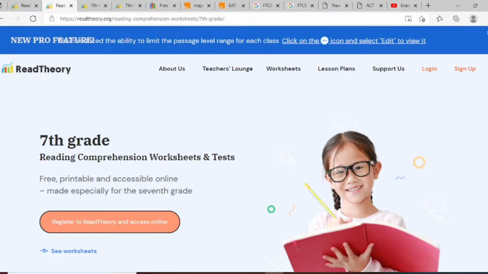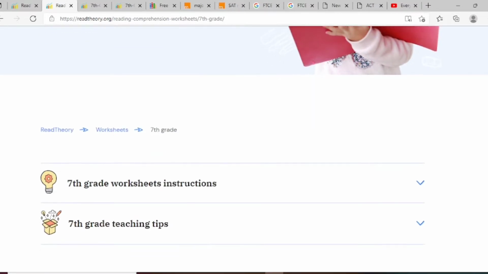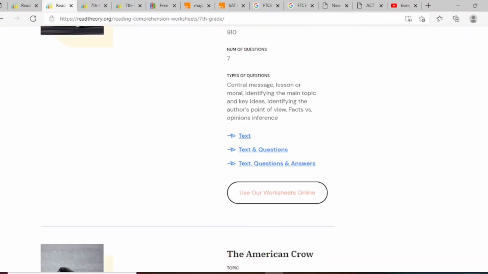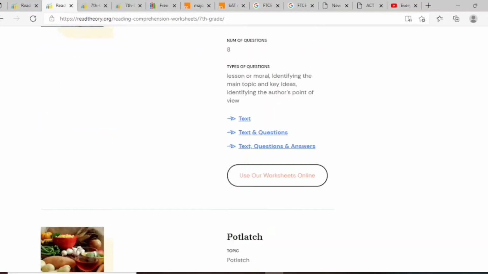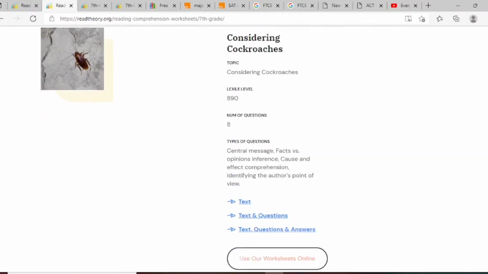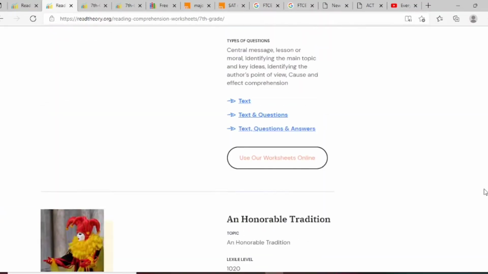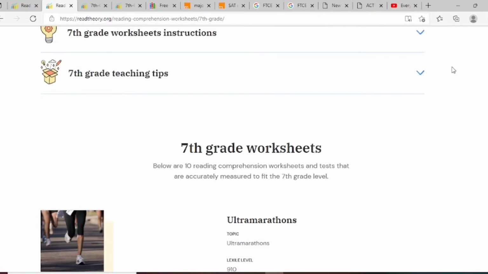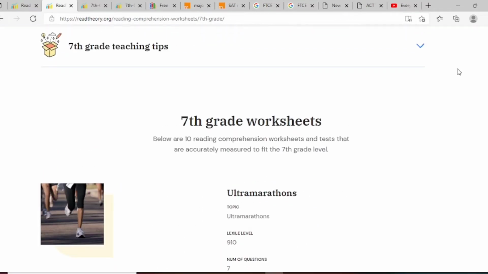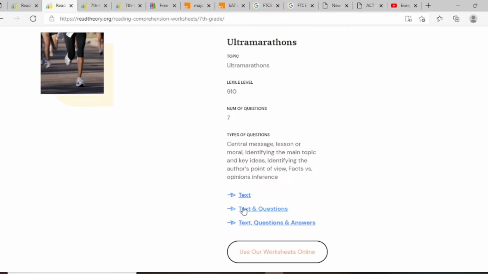Now I'm going to show you the 7th grade. As you scroll down, you're going to see that you have just a few passages. With this resource, you're not going to get a lot of passages because this is all of the grade 7, and you'll probably get the same amount for the other grades as well. You can click text and questions, or you can click text, questions, and answers. If you're trying to practice without seeing the answers, you click this, but if you want to see the answers while you practice, you could do that as well.